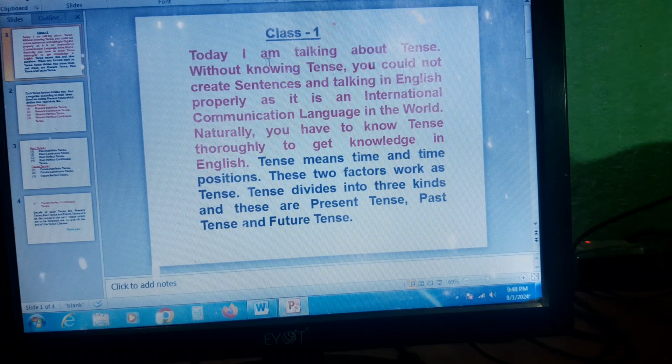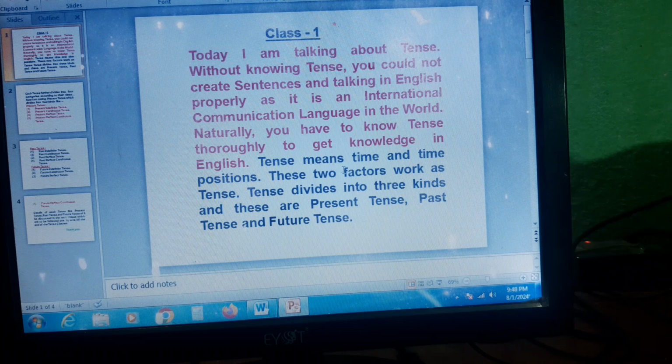Today I am talking about tense. Without knowing tense, you could not create sentences and talk in English properly, as it is an international communication language in the world. Naturally, you have to know tense thoroughly to gain knowledge in English.